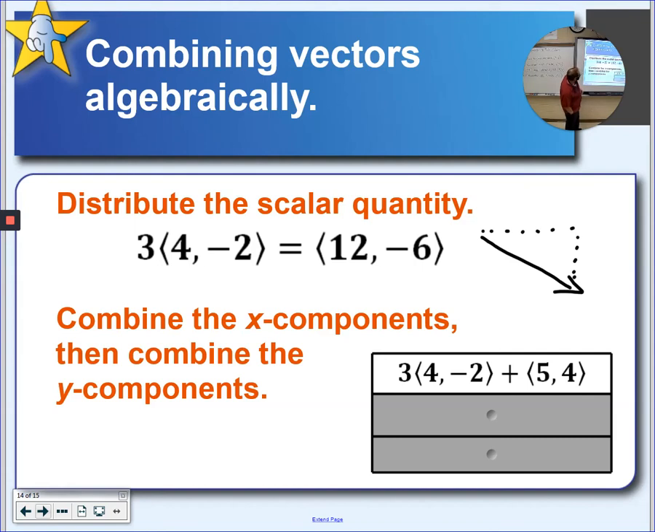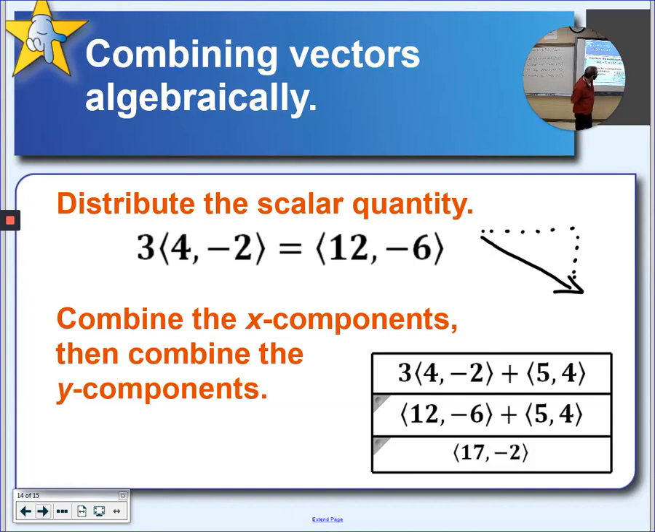Now, what if I wanted to combine 3 of this vector plus 1 of that vector? 3 times 4 is 12, right? 12 plus 5 is 17. And I've got 3 times -2, that's -6. -6 plus positive 4 is -2. So that comes to 17, -2.